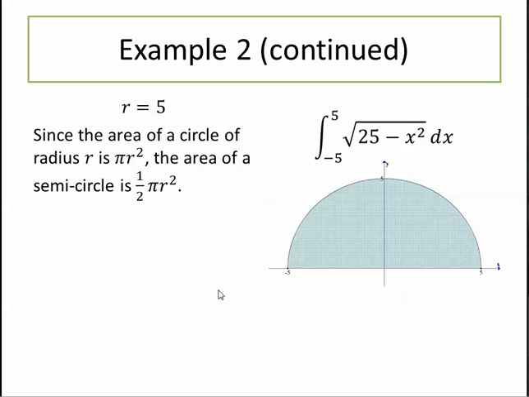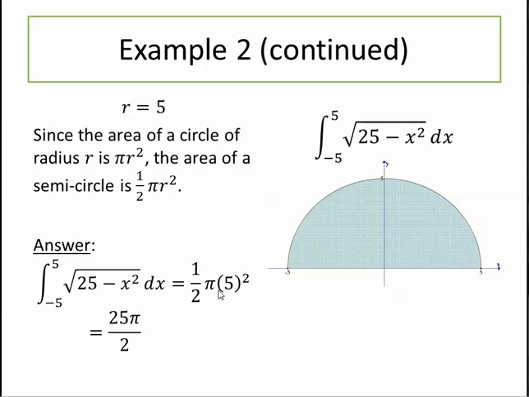Since it's an upper semicircle, we can easily find that area. We know that the area of a circle of radius r is pi r squared, so that means the area of a semicircle is 1/2 pi r squared. Since r is equal to 5, we get that our integral from negative 5 to 5 of the square root of 25 minus x squared dx is equal to 1/2 pi times 5 squared, which gives us 25 pi over 2.